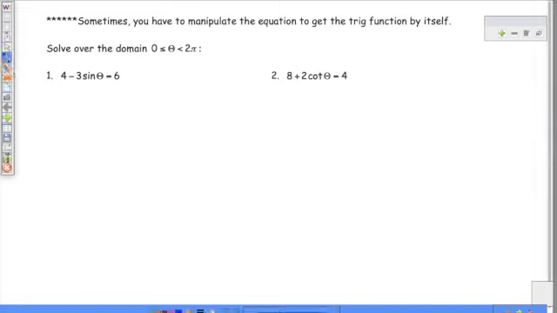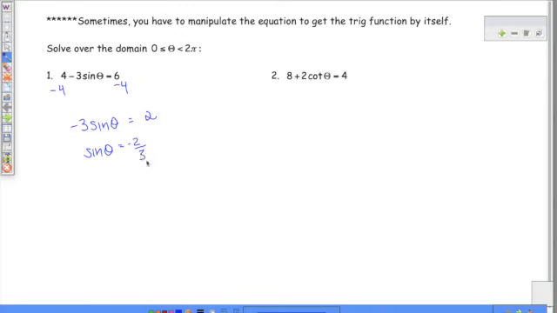We need to manipulate this equation a little bit so that we're ready to use the calculator. So the goal is to get sine theta by itself. So that's what I'm going to do here. The first thing I'm going to do is some algebra. I'm going to subtract 4 from both sides, and I get negative 3 sine theta is equal to 2. Divide both sides by negative 3, I get sine theta is equal to negative 2/3.